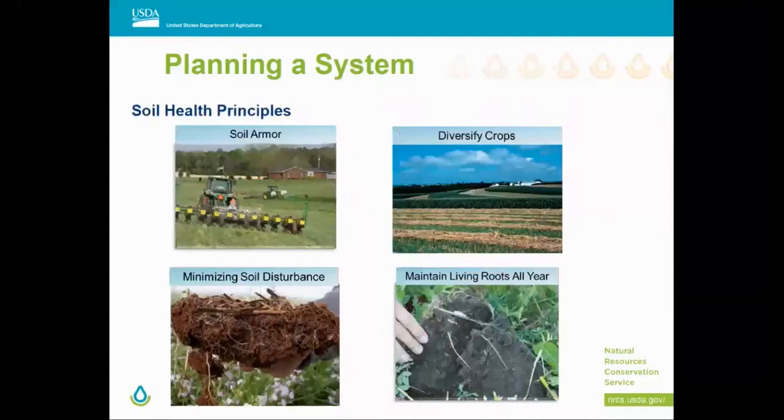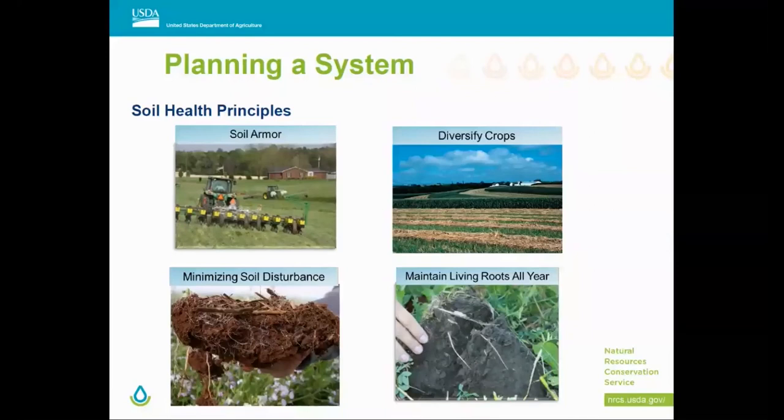The great thing about planning a system, and hopefully all of you have been exposed to some level with the soil health initiative, soil health excitement, I guess I should say. And one of the things in that soil health information that we always talk about is the soil health principles. And really, if we keep in mind the soil health principles, we will do a pretty good job of planning on cropland. So the soil health principles are, armor the soil.